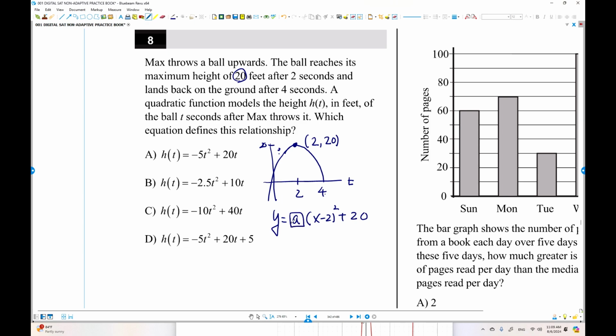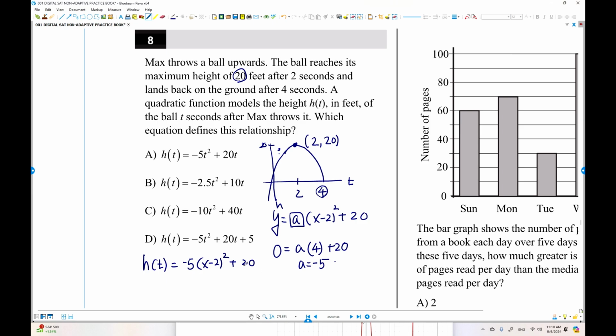How can you determine the value of a? When t is 4, y is 0, okay? y equals 0. Okay, h equals 0. a times (4 minus 2) is what? 2 squared is 4, plus 20. So a equals negative 5, isn't it? So the equation is h of t equals negative 5 times (x minus 2) squared plus 20. We are not done, right?